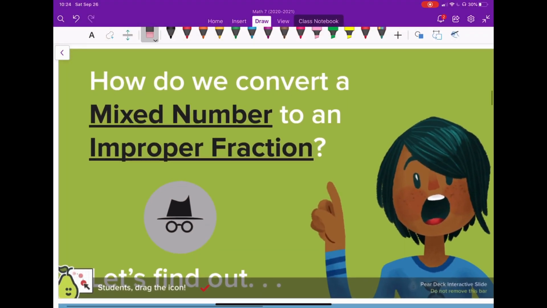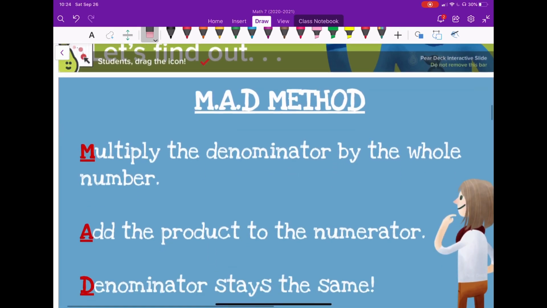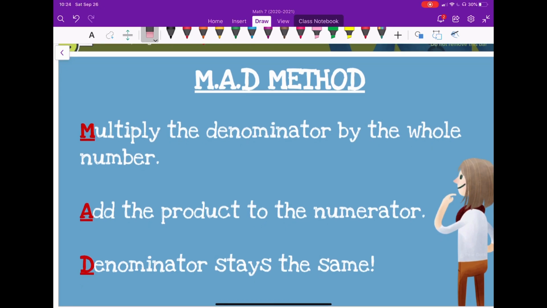So how do we convert a mixed number to an improper fraction? Let's find out. We use the M.A.D method. Now, these are just words, and then we're going to do an example, okay? The M.A.D method means multiply the denominator by the whole number, add the product to the numerator, and the denominator stays the same. So essentially what I would like for you to remember out of the M.A.D method is multiply, add, denominator stays the same.